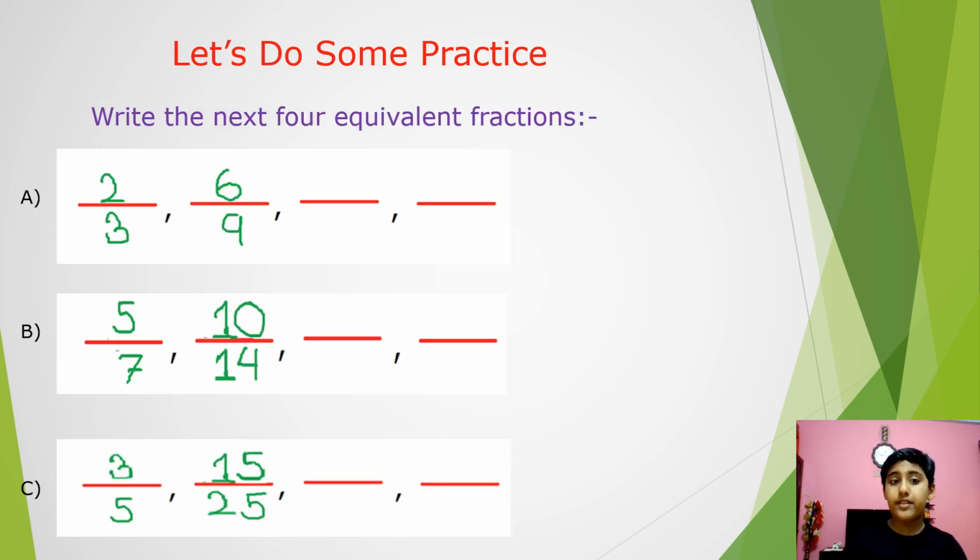Let's do some practice, friends. As per the instructions written here, write the next 4 equivalent fractions: 2/3, 6/9, and then if you continue the 2's table, after 6, what comes in the 2's table? 8. So we write 8 here. And what comes after 9 in the 3's table? 12. So after 12, what comes in the 3's table? 15. And what comes after 8 in the 2's table? It is 10.